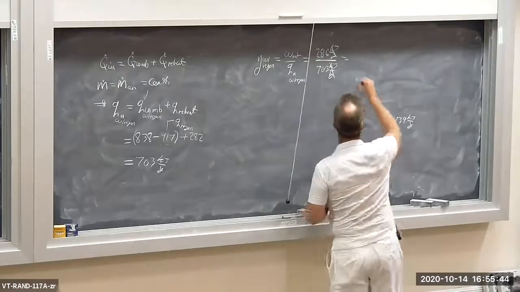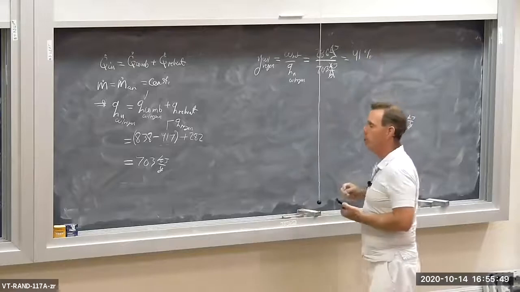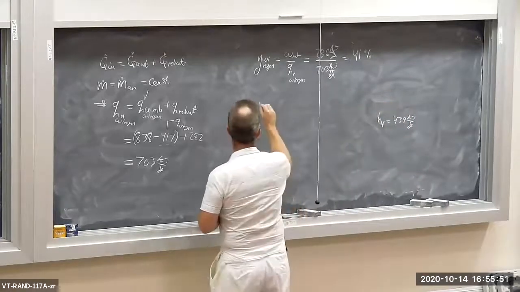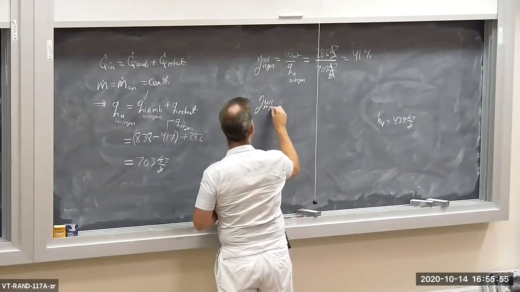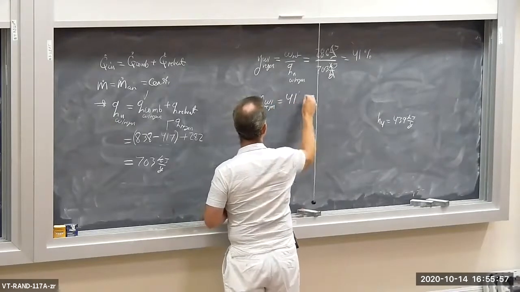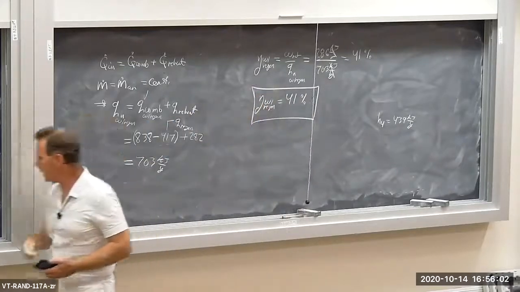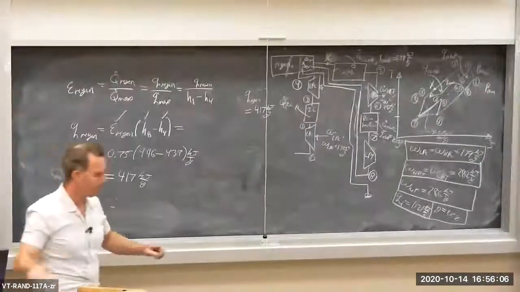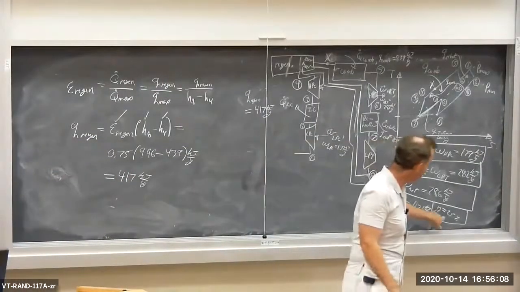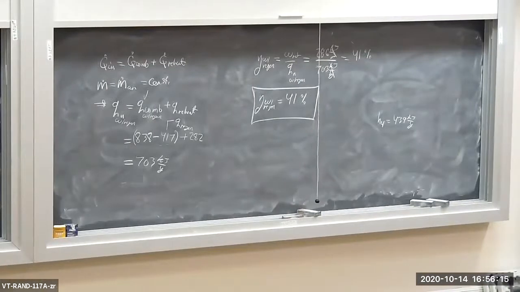It's actually 41%. So the new efficiency with the regenerator is 41%. Without the regenerator, it was 25%. So we bumped up the efficiency almost by a factor of 2.